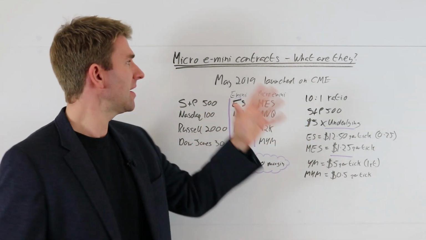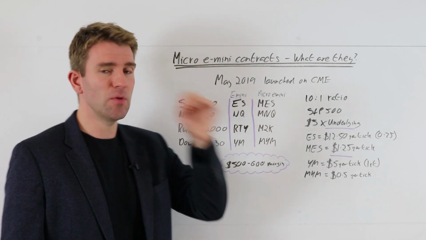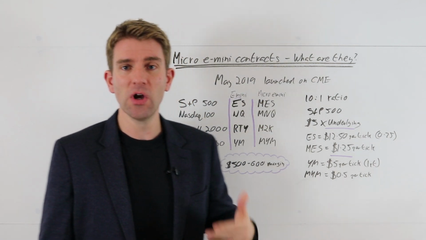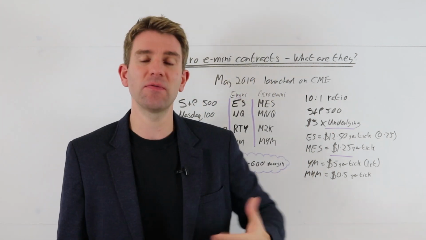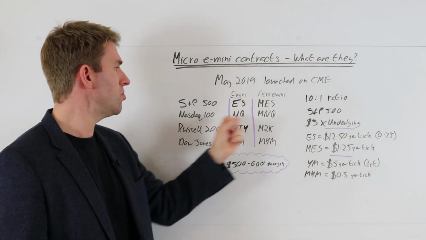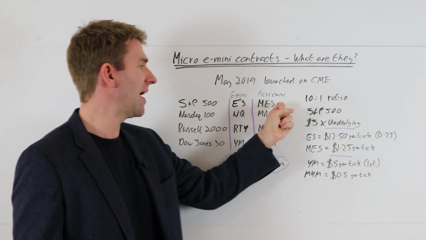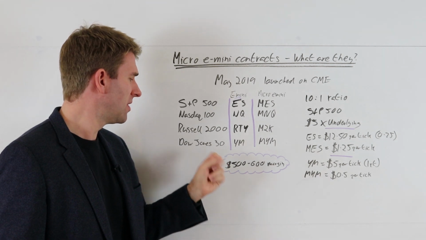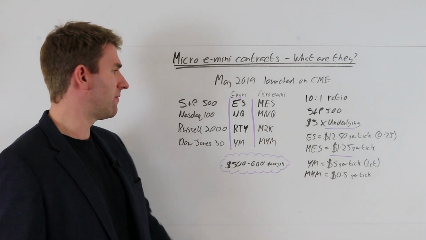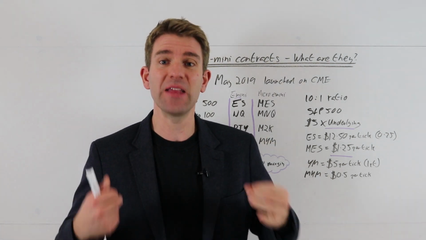So what CME have said is, right, okay, no problem. What we'll do is a 10-to-1 ratio. We'll launch these products, we'll call them micros, and they'll be basically a tenth of the size of the E-mini. So the new codes are, for the S&P 500, MES, MNQ for the Nasdaq, M2K for the Russell, and MYM for the Dow. So basically they're a tenth of the size.